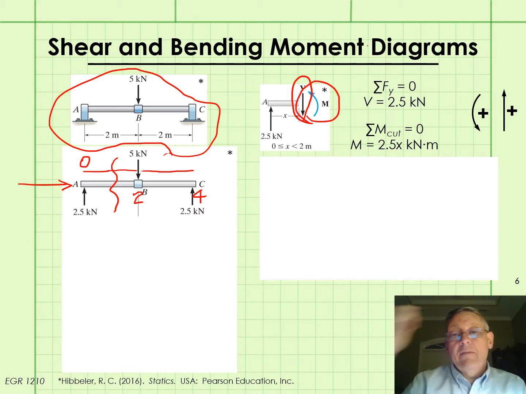And this is the convention we established in the previous lecture, and how we're going to do all of these shear and bending moment diagrams. We're always going to work from the left. And when we cut the beam, we're going to show the unknown shear acting downward and the unknown bending moment acting counterclockwise.